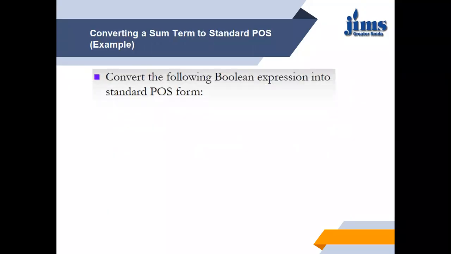Now we have to convert the following Boolean expression into standard POS form. So first of all, we have to find out how many terms there are. So here 1, 2, 3, 3 terms are there. The number of input variables is A, B, C, D. We have 4 input variables. That means the last term has complete input variables. First term has A, B, and C. That means D is missing. In the second term, we have B, C, and D. That means A is missing.